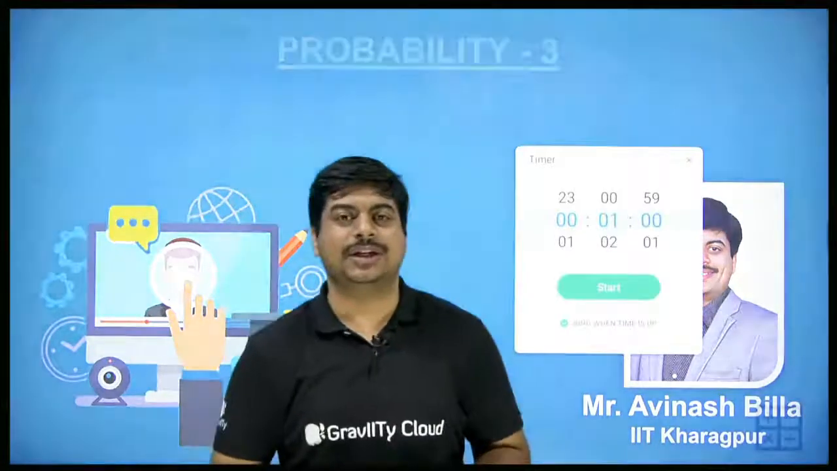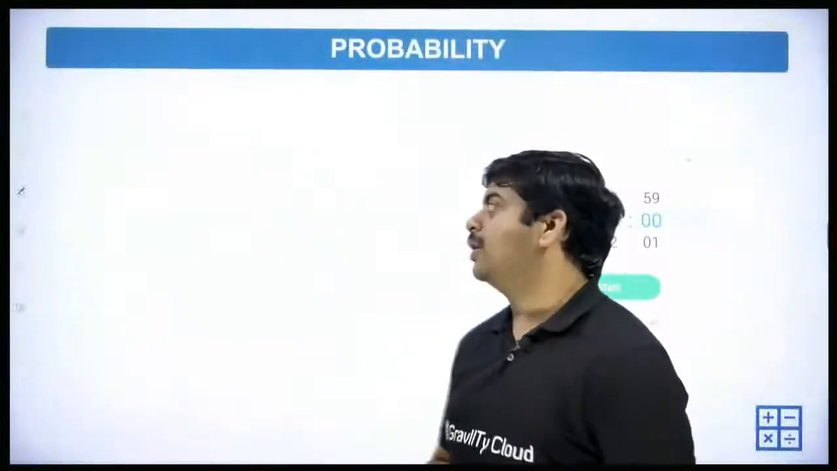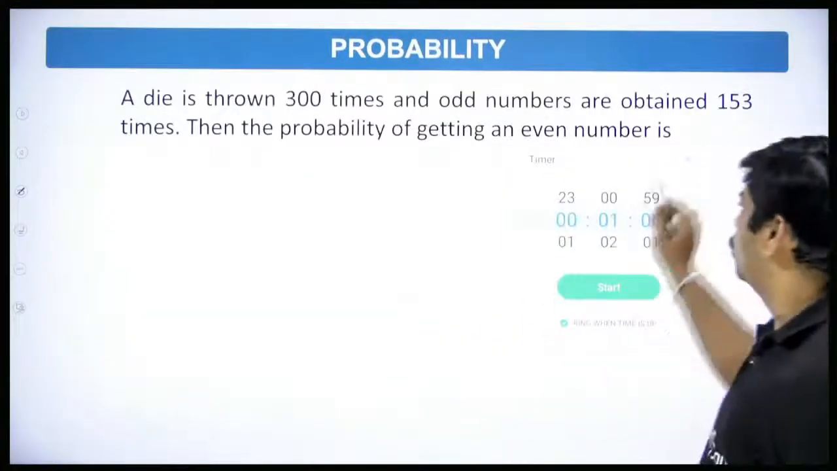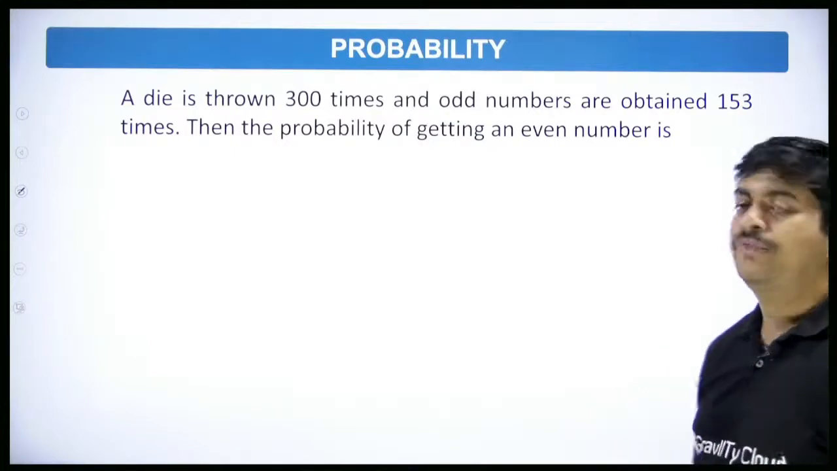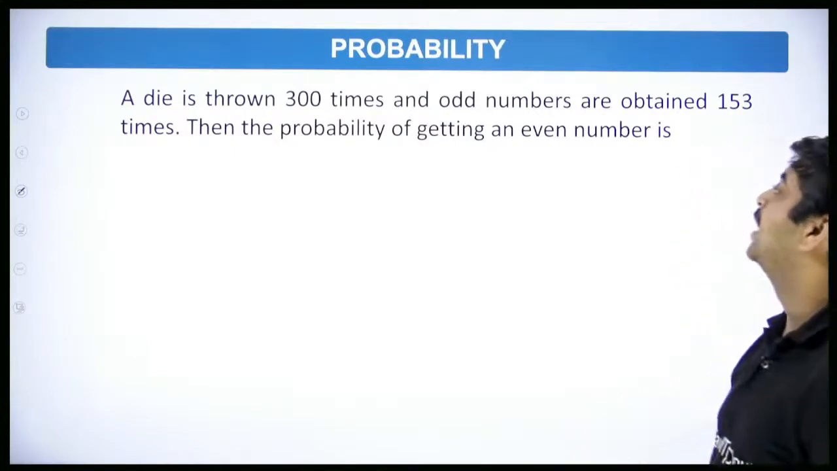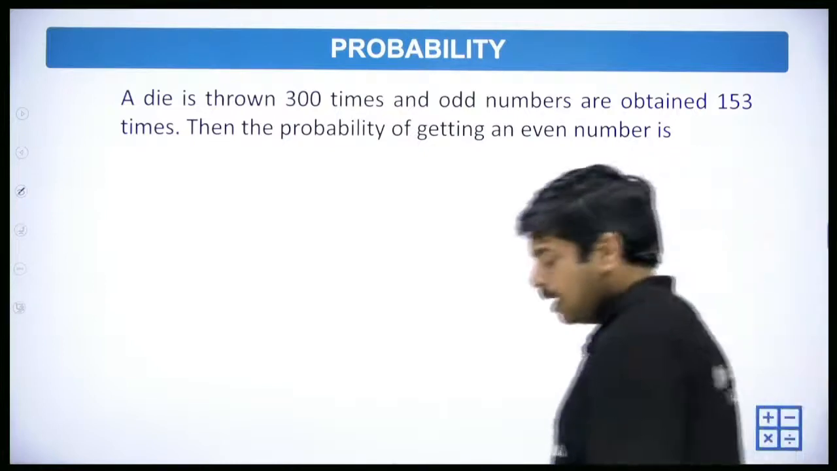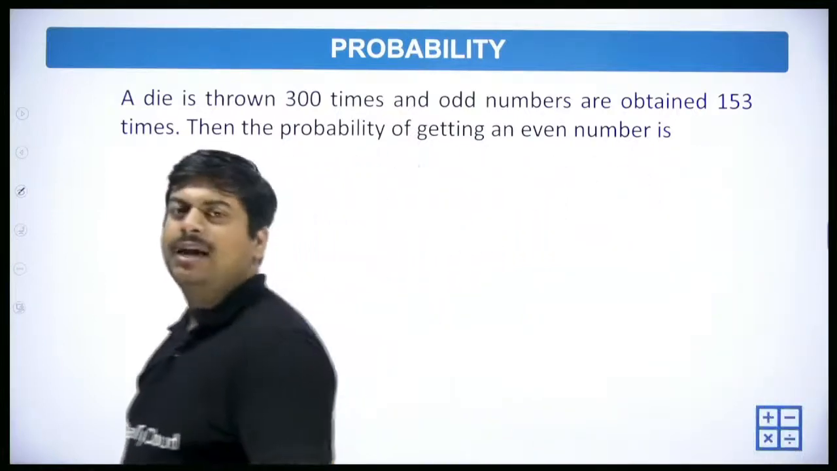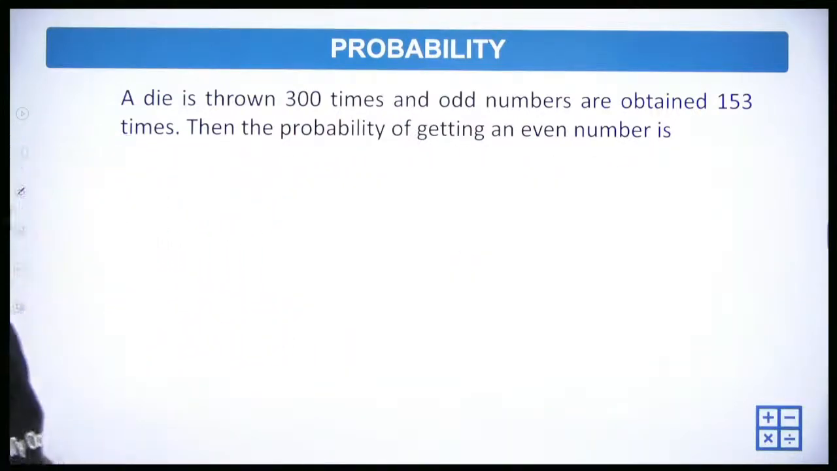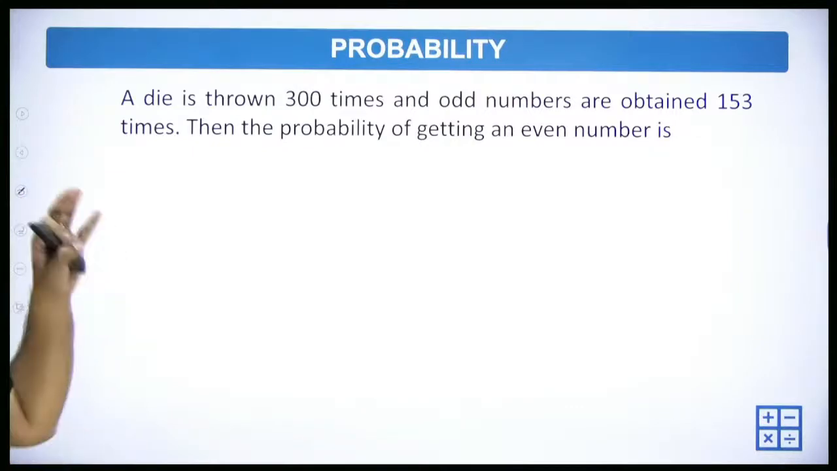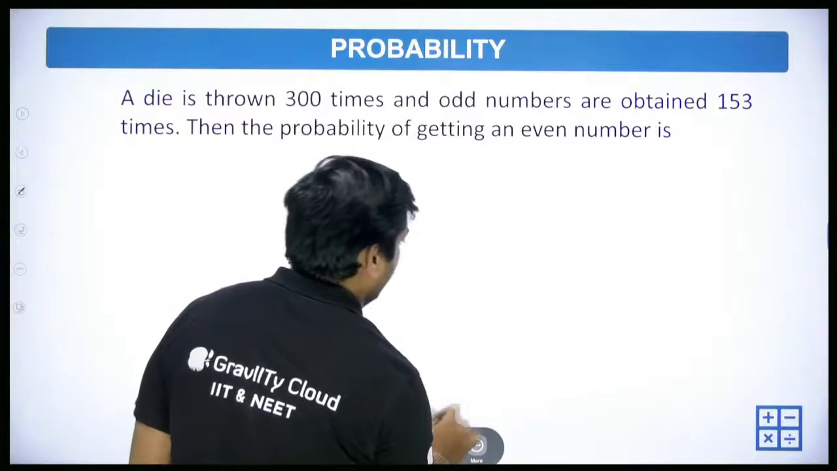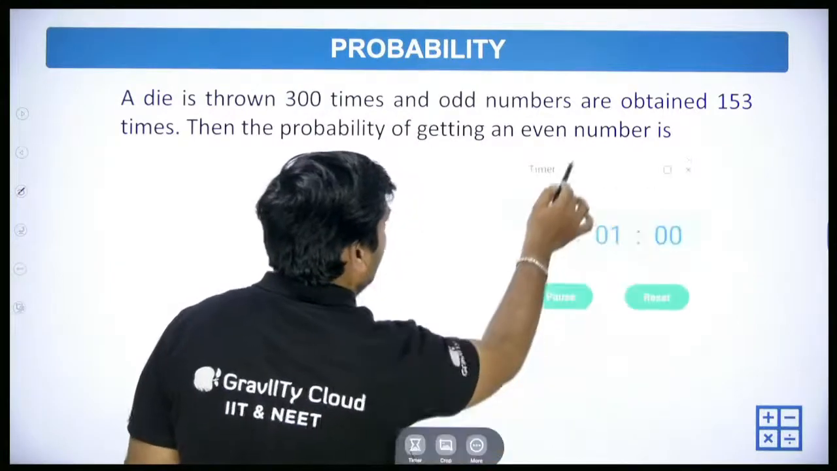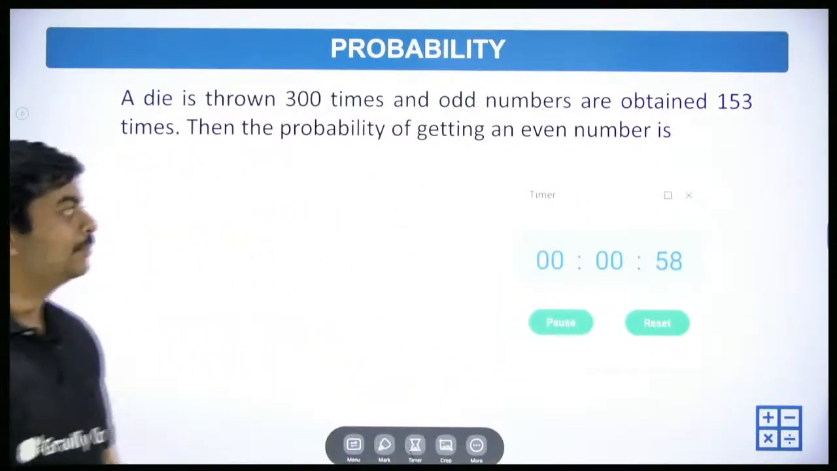Let's start today's session. So what's the first question that we are going to discuss here? A die is thrown 300 times and odd numbers are obtained 153 times, and the probability of getting an even number is, right? As we have discussed the same type of questions, a very simple question. Please try that for 1 minute, and then we'll discuss how to solve these questions.